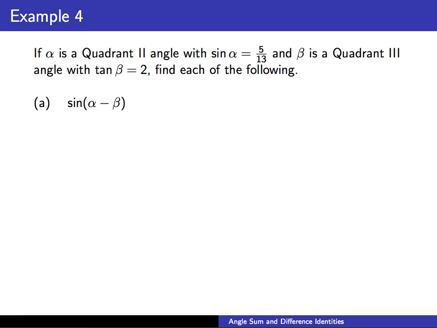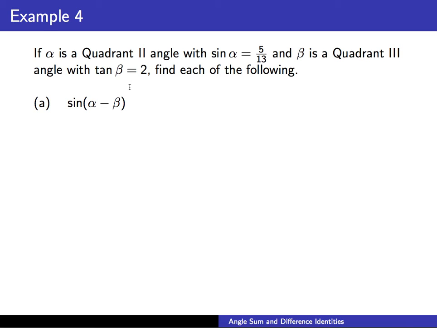All right, in this video, we're going to take a look at some examples of using our angle sum and difference identities. So we have alpha is a quadrant 2 angle with the sine of alpha is 5/13, and beta is a quadrant 3 angle with the tangent of beta equal to 2, or 2 over 1. So we're going to find each of the following. So we'll be finding a lot of angle sum and difference identities in this example.